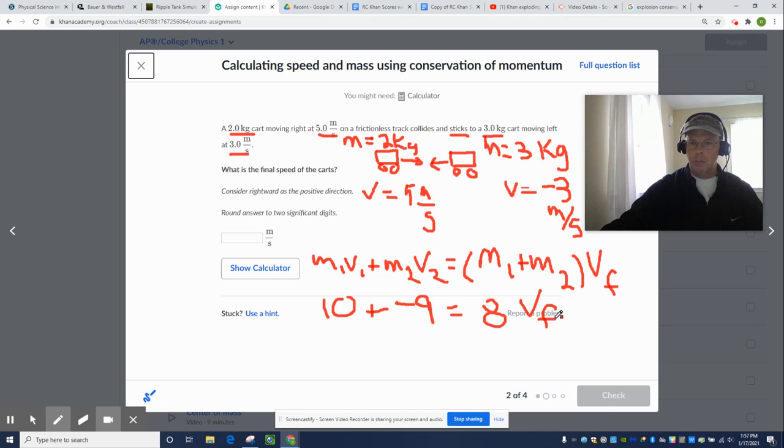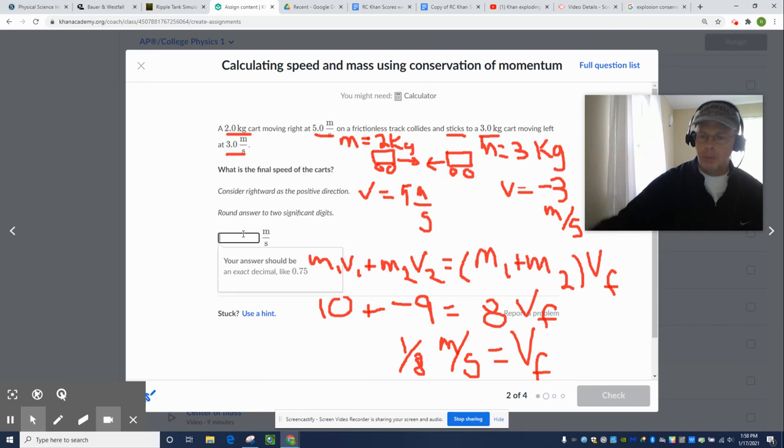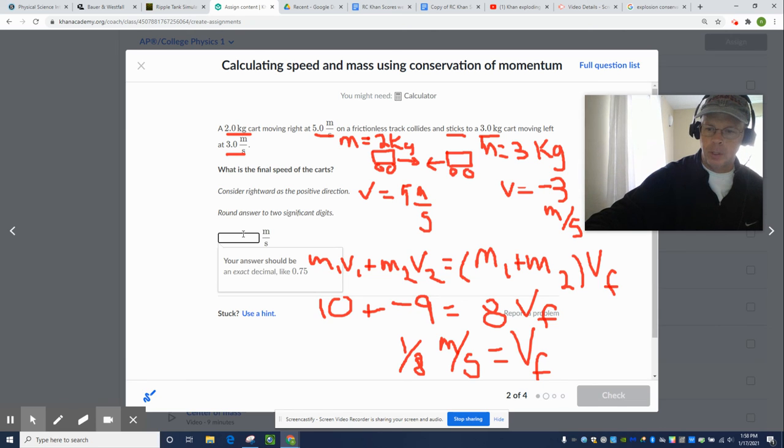Here I'm doing a little too much algebra in my head. We would just do the sum of the two momenta coming in. There is more positive than negative. 1 kilogram meter per second is the net momenta entering the collision. So it's just 1 divided by 8, an eighth of a meter per second. But Khan isn't into fractions, so we're going to do 0.125 meters per second as their final velocity. What is that in decimal? 0.125. Oh, they want 3 sig figs. Okay, 0.13 meters per second.